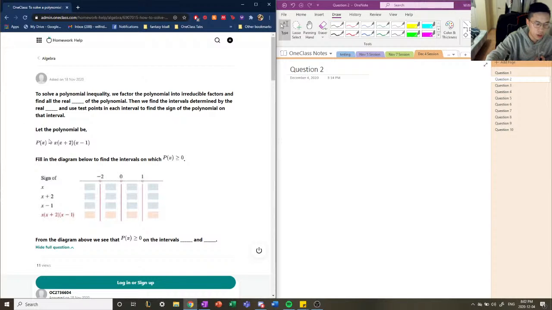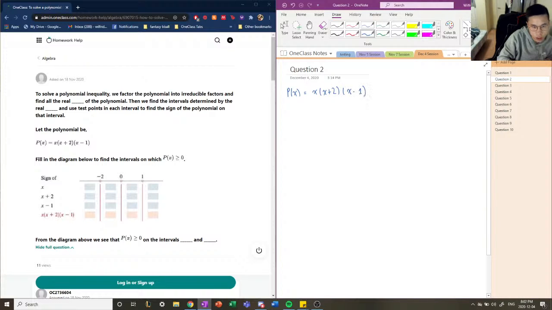So let the polynomial be p of x equals x times x plus 2 times x minus 1, and fill in the diagram below to find the intervals on which p of x is greater or equal to 0. So what is this really asking us to do? Okay, so first of all, we need to determine what a polynomial inequality is, okay? So they gave us a polynomial p of x equals x times x plus 2 times x minus 1.